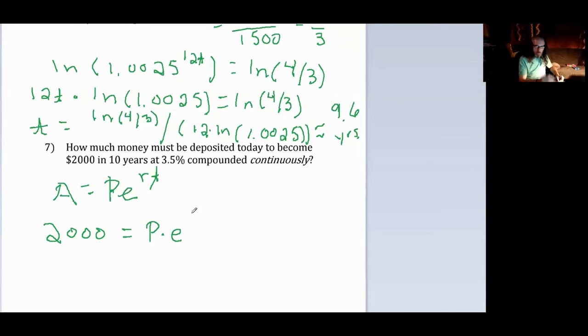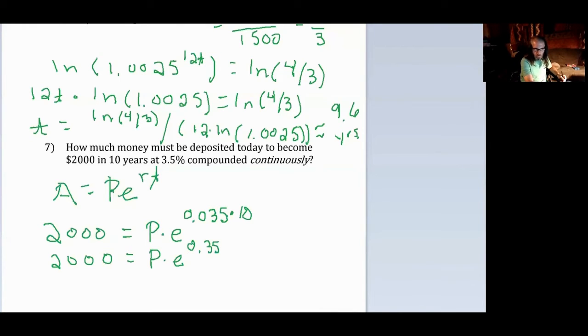This is 3.5. Just like 3% became 0.03 by moving the decimal 2 to the left, even when there's a decimal already in there, it has to go 2 to the left. Now, whatever this is, 0.035 times 10, we can simplify that. 0.35.